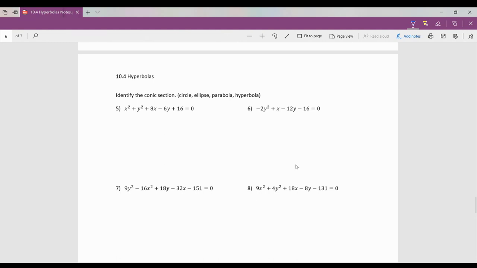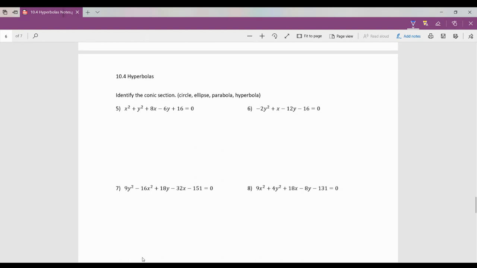I'm going to take you through, first of all, the long process of doing it. And then I'm going to show you kind of the shortcut way, so that you don't have to go through the long process in identifying them. Okay, so first thing, what we're going to do for these is we're going to complete the square. All right, so we're going to go ahead and complete the square for each one.